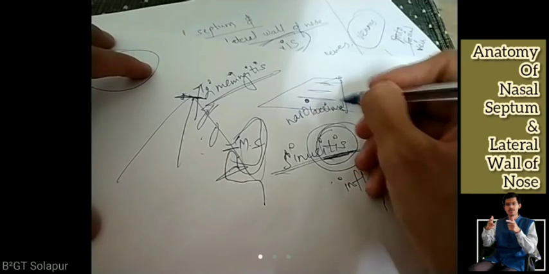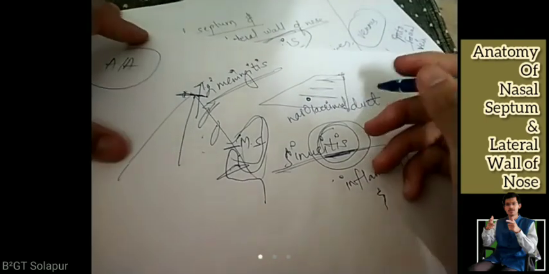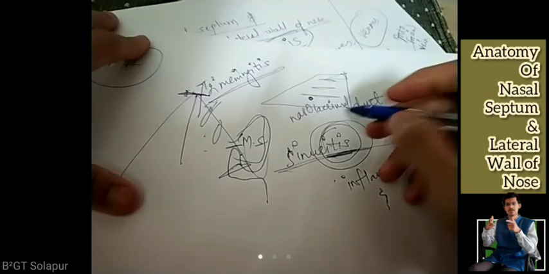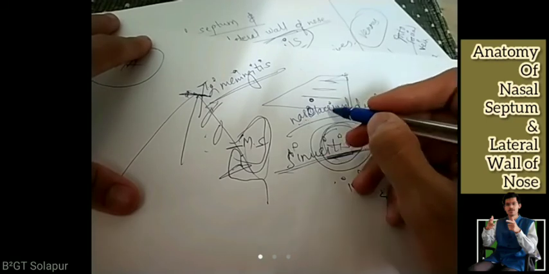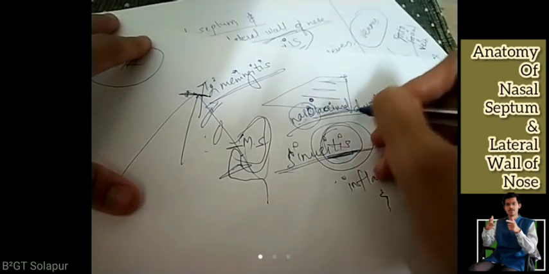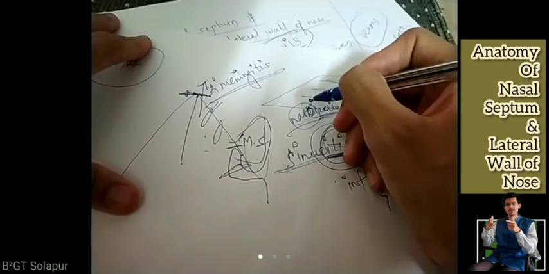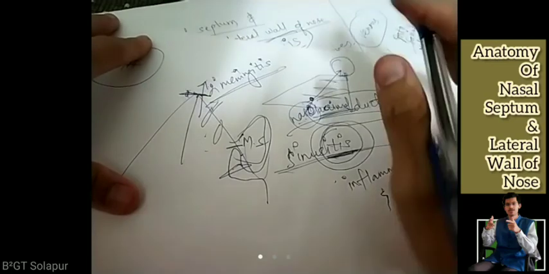Nasolacrimal duct means what? Which was covered by Hasner's valve. You remember Hasner's valve? Do you remember? I told you it was an MCQ point. Nasolacrimal means what? Nose and lacrimal apparatus. So from here, from this opening, it can go to the eyes also. That is the lacrimal duct, not the eyes, the lacrimal duct.